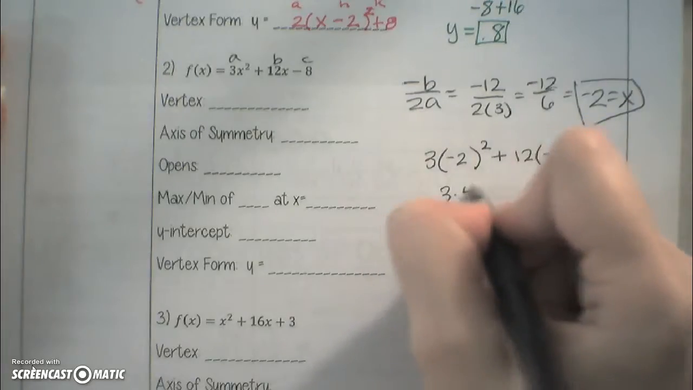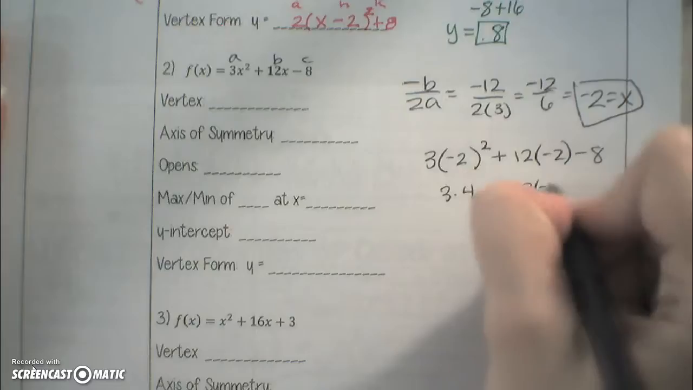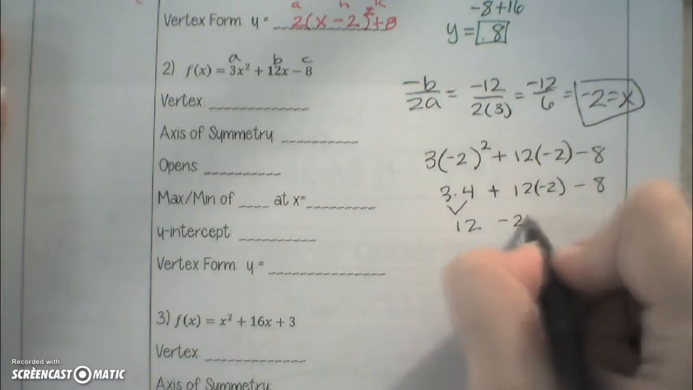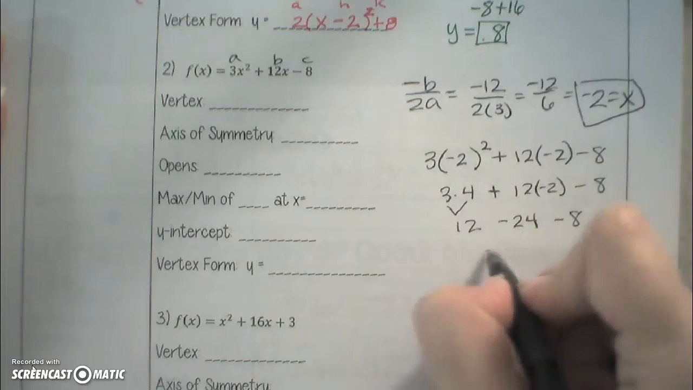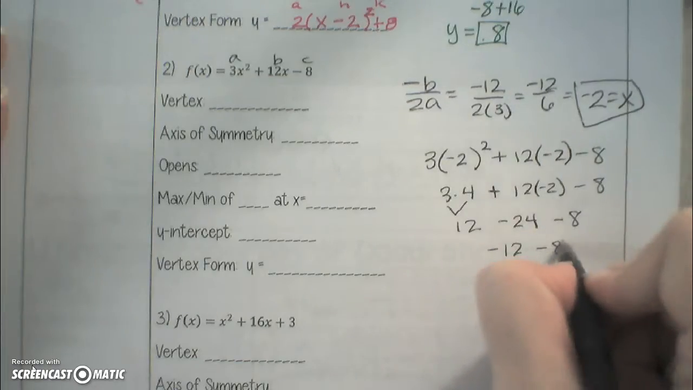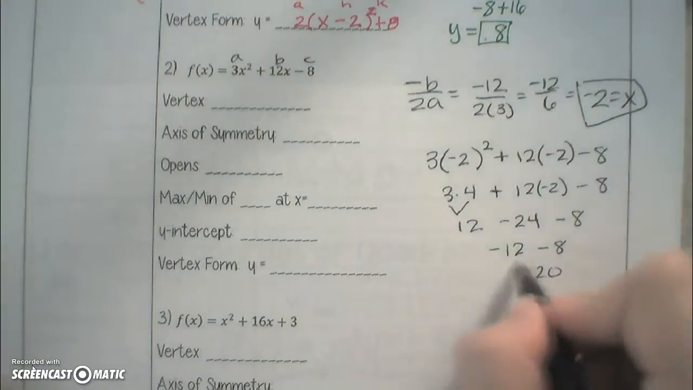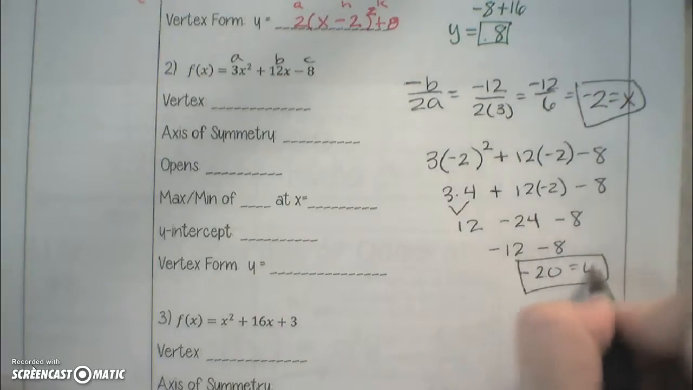So this is 3 times 4 plus 12 times negative 2 minus 8. So it's 12 minus 24 minus 8. Negative 12 minus 8, negative 20. Take it one step at a time. And this is my y.